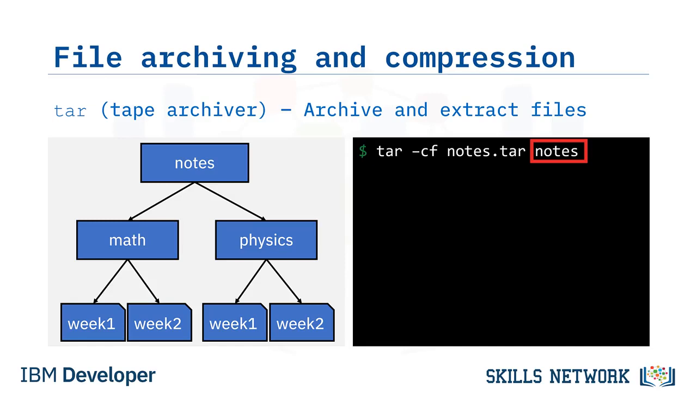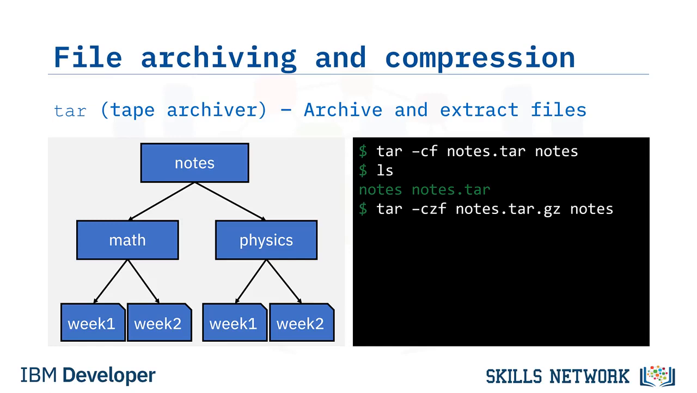The -c option means create a new archive, and the -f flag tells tar to interpret its input from file rather than from the default, which is standard input. Entering ls shows that your current directory now contains the original notes folder as well as the notes.tar archive file.